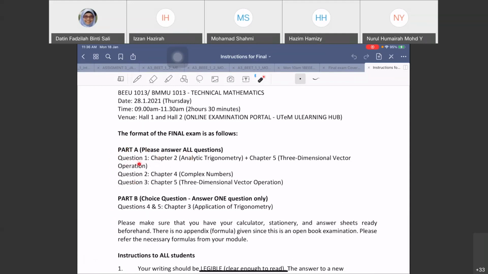Question 1, if you look at this format, it consists of some questions on your chapter 2 plus chapter 5. Chapter 5 is our current chapter 5, isn't it? Vector, the one that we just finished. So that is for question 1. Question 2 is from your chapter 4 complex numbers. And then question 3 is from our vector also. So that means this is one big question here.